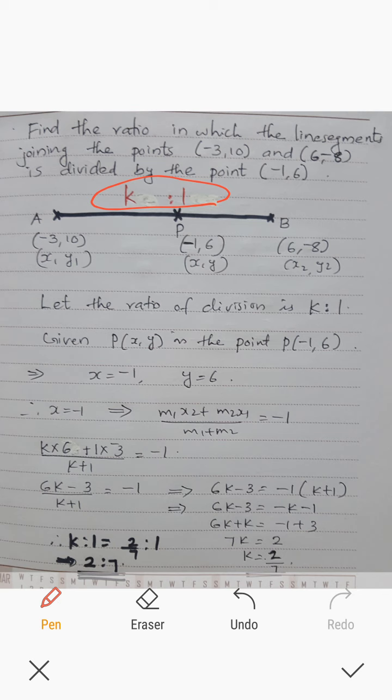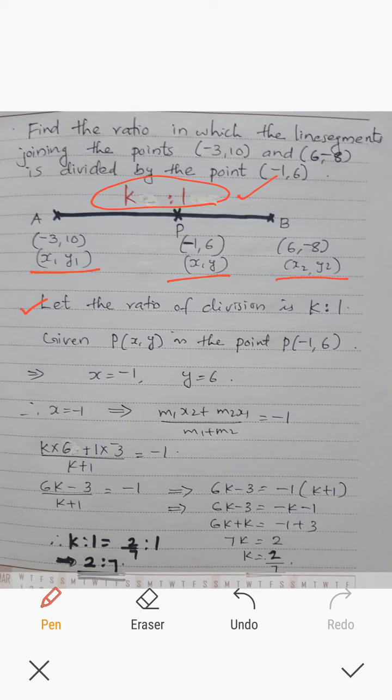Generally, for doing problems of this type, we start the problem by assuming the ratio as k is to 1. We can start with m1 is to m2 also, but for easy calculation, we can take the ratio as k is to 1. If you are asked to find the ratio, we must be given the first endpoint, the second endpoint and the coordinate of the point of division. These three things should be given and it is given to us now. So start doing the problem.